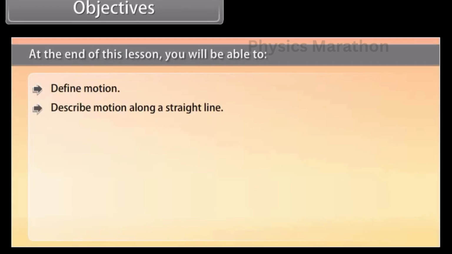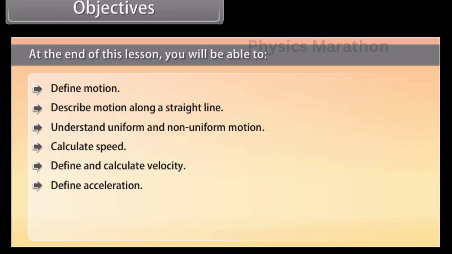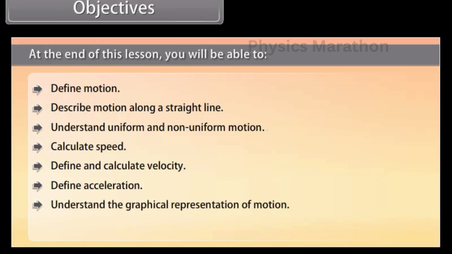Objectives. At the end of this lesson, you'll be able to define motion, describe motion along a straight line, understand uniform and non-uniform motion, calculate speed, define and calculate velocity, define acceleration, understand the graphical representation of motion, and explain uniform circular motion.